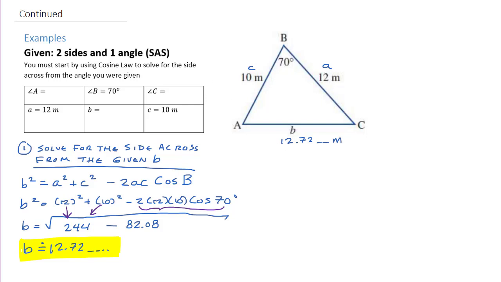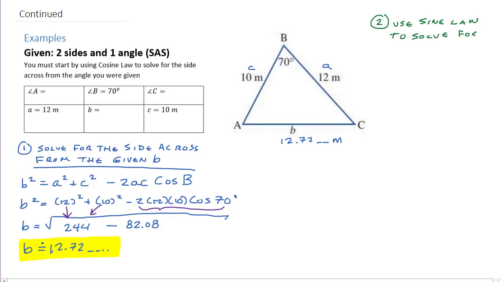Our next step is you don't need to use cosine law anymore. This is where people kill themselves. They keep using cosine law. It's way too much work. So I'm going to go up here and do step 2. Step 2, use the sine law to solve for one of the other angles.